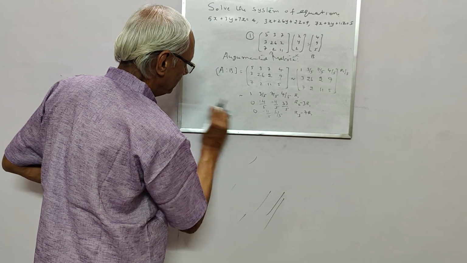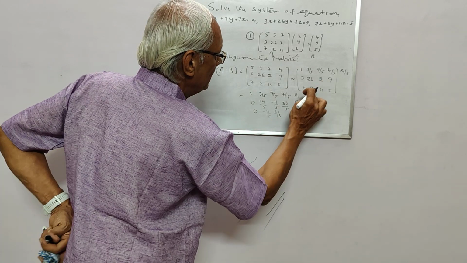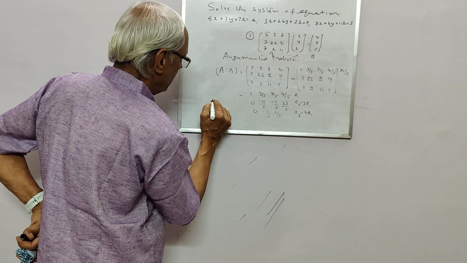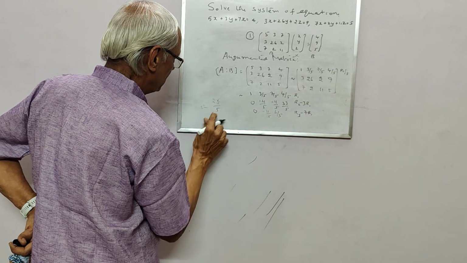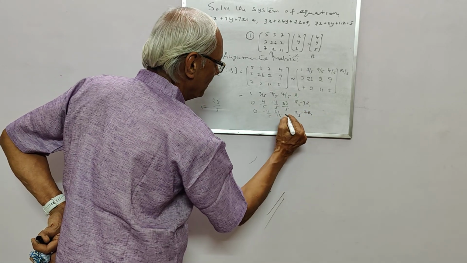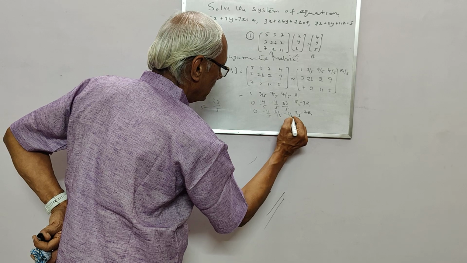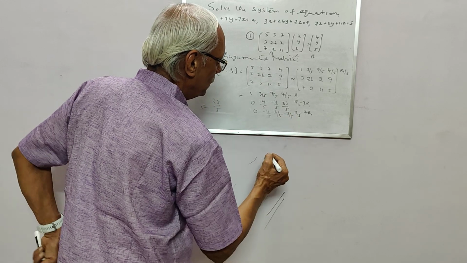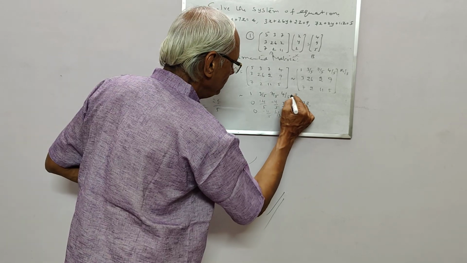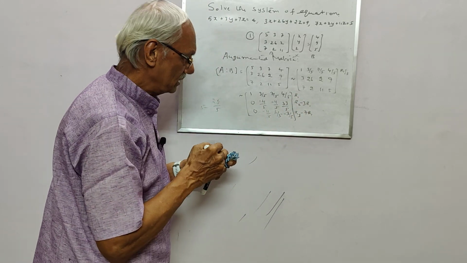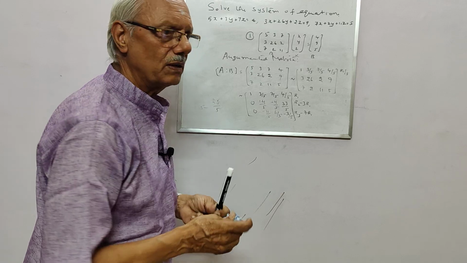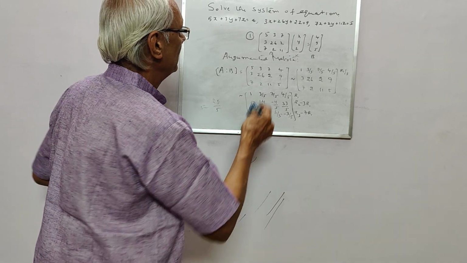Then it is 7 into 4 is what? 28 by 5. 5 minus this, so 20 is minus 3 by 5. So this is what you will get. So this is what you get after doing some column and row operations.